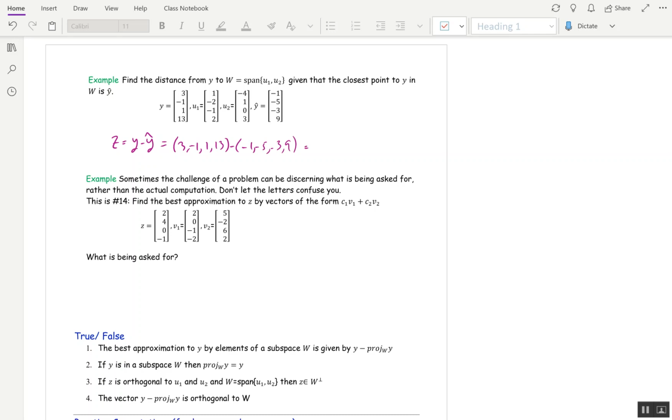Okay, so 3 minus a negative 1 is 4. Negative 1 plus 5 is 4. 13 take away 9 is 4. So z is (4, 4, 4, 4).